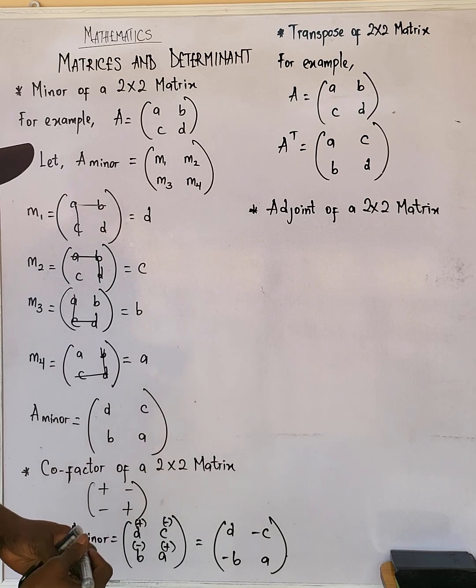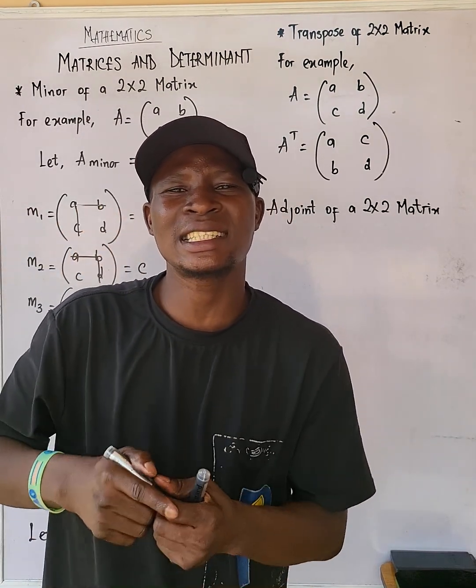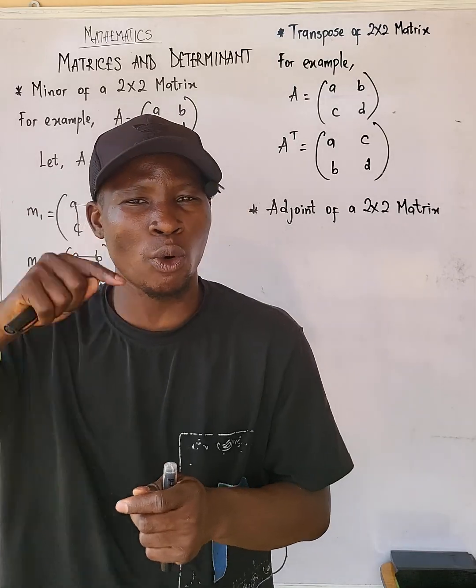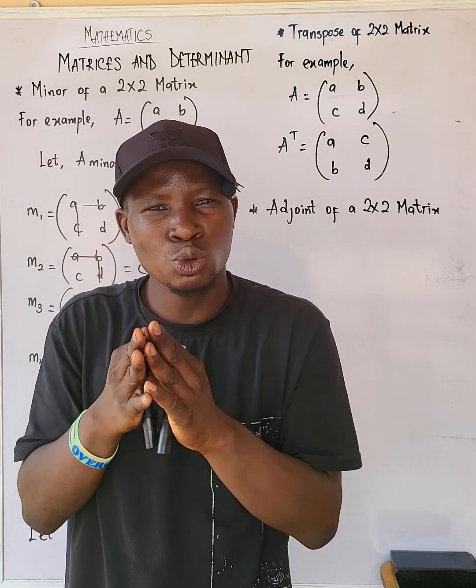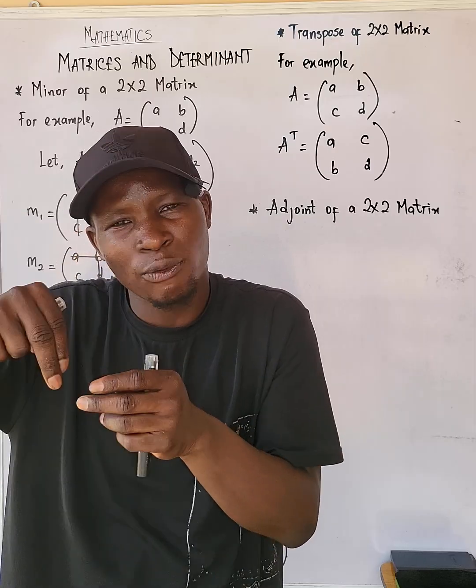Adjoint of a 2 by 2 matrix. Now, the adjoint of a 2 by 2 matrix is simply the transpose of the cofactor. The adjoint of a 2 by 2 matrix is equal to the transpose of that cofactor.